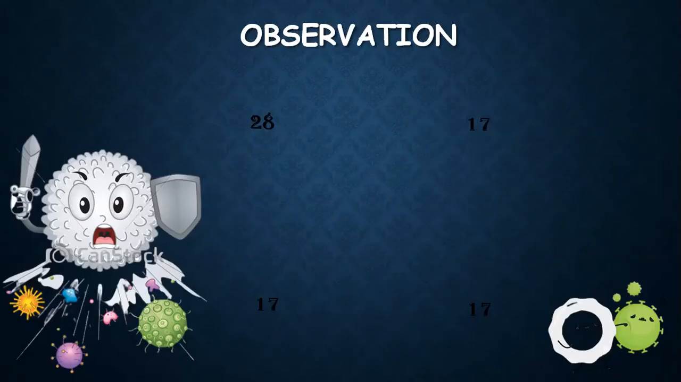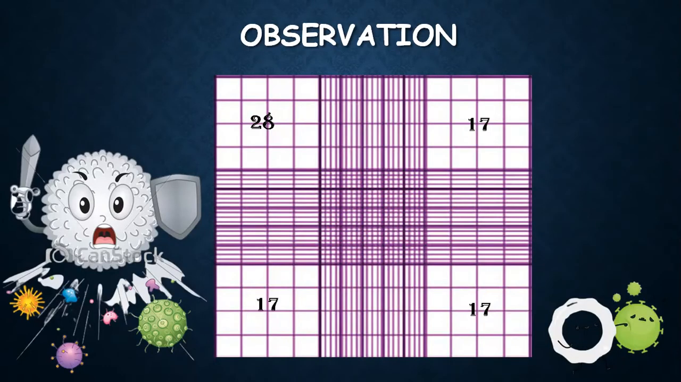Next one is observation. In that, W1 contains the 28 WBC, W2 contains the 17, W3 contains the 17 and W4 contains the 17 WBC. Total for W1 plus W2 plus W3 plus W4 is equal to 28 plus 17 plus 17 plus 17, which is the 79.